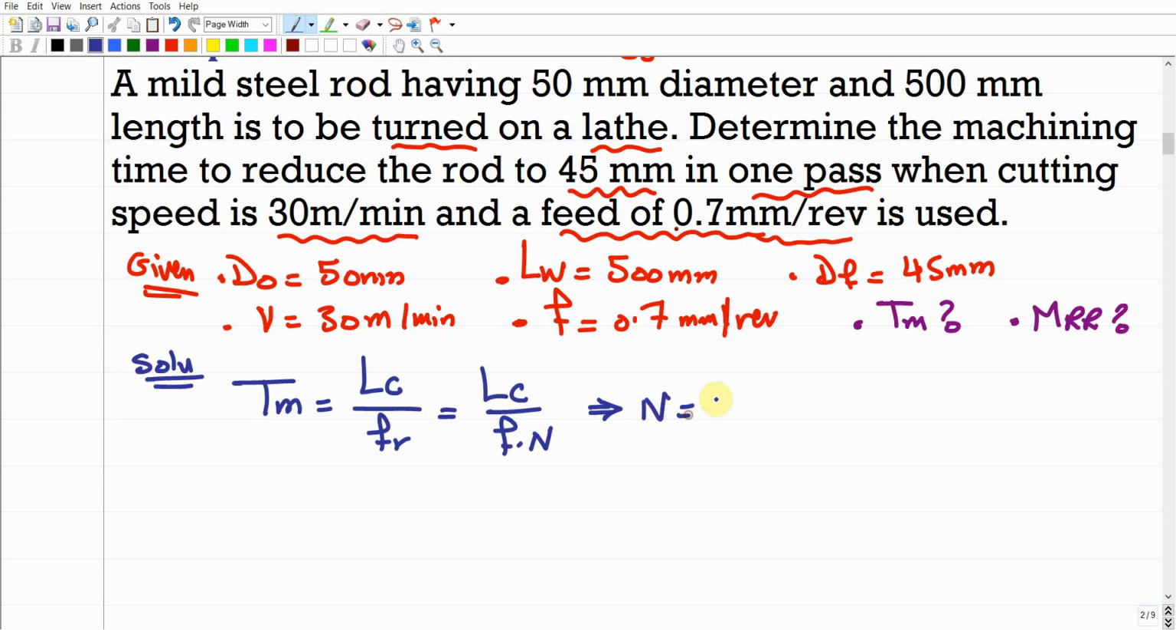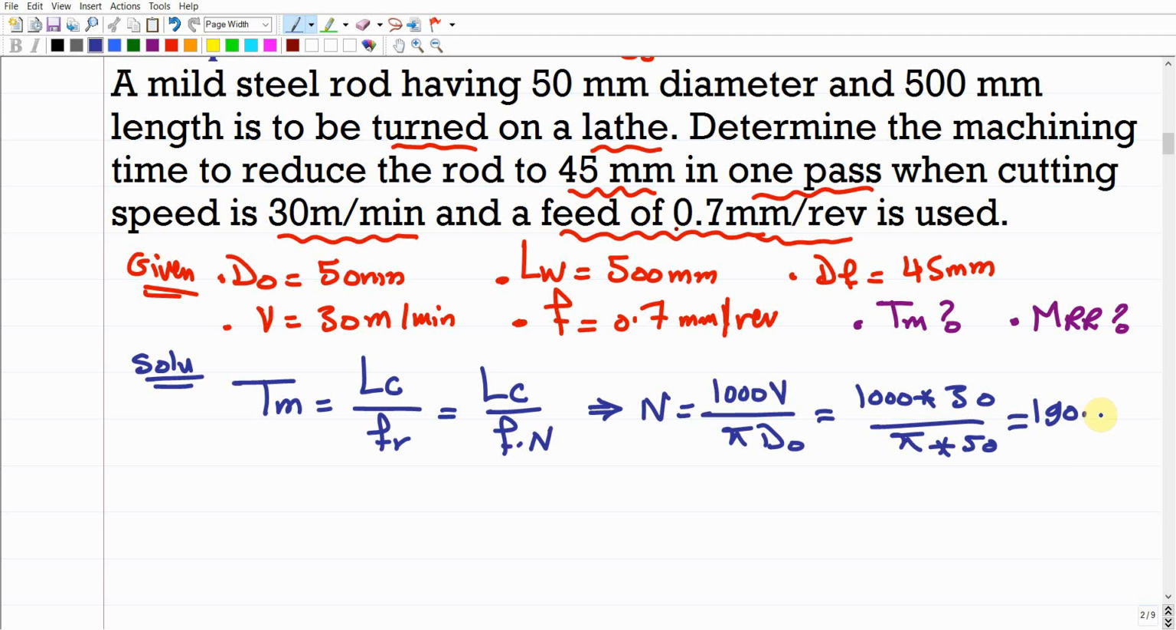So what should N be? N should be 1000 times V divided by pi times D0. Why D0? This is the original diameter that we already have here. Because we need to calculate the minimum carrying speed, since as you increase the diameter, N will decrease. So this gives us 1000 times V, which was given as 30, divided by the diameter D0, which was given as 50. Doing the calculations, you end up with N equal to 1000 times 30 divided by 50 times pi. This gives us 190.98 revolution per minute, RPM.